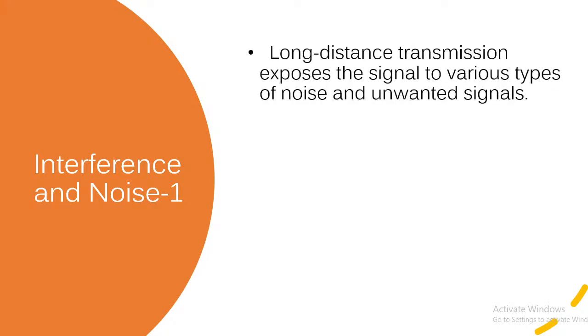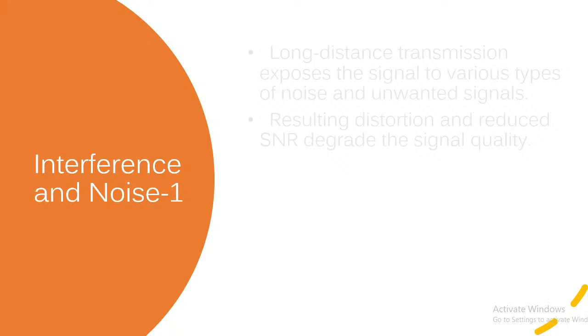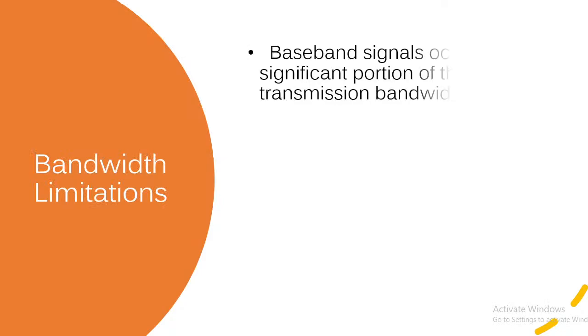Then, if you have long distance transmission, they will expose these signals to different types of noise and unwanted signals. This results in distortion of the signal because additional frequency components will be introduced, or the amplitudes of the frequency components will change, resulting in distortion, and because of that, there will be reduced signal to noise ratio. So signal quality will be reduced.